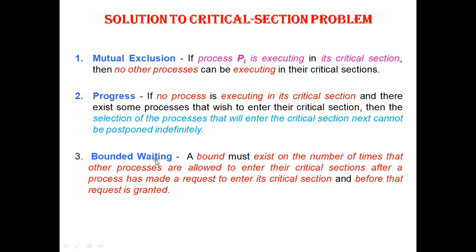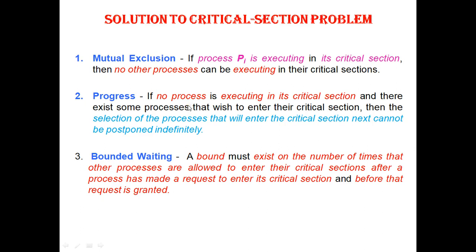And the last one is bounded waiting. Bounded waiting keeps track of the number of times that processes are allowed to enter their critical section after a process has made a request to enter its critical section and before that request is granted. It will keep track of the number of times the process is going to enter the critical section.